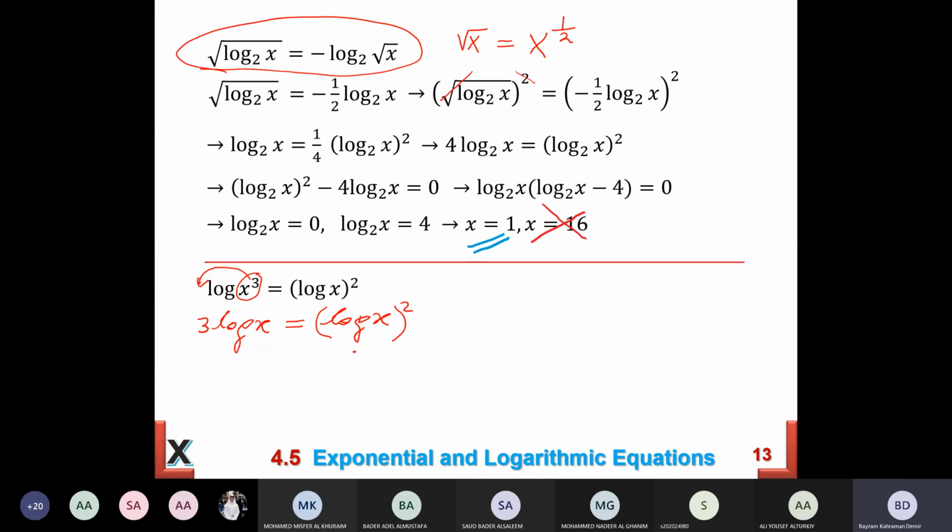After that, you can move the 3 logarithm x to the other side and take the logarithm x as a common factor, just like what we did in the previous example. And you will see the solutions show up. Then please do not forget to check your solution.